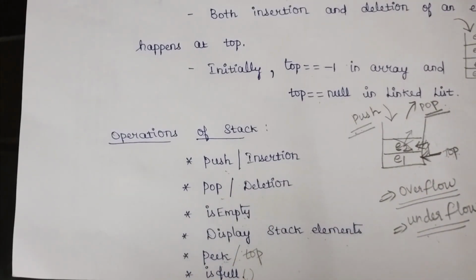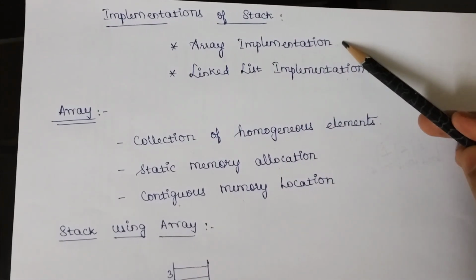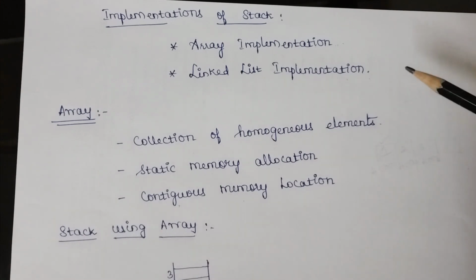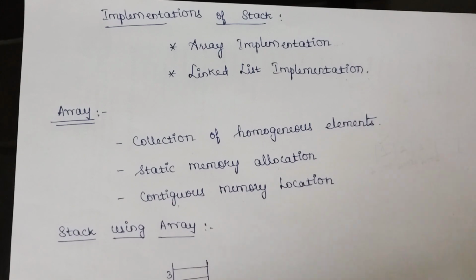Next we will see the implementation of stack. There are two ways to implement stack. The one is array implementation, the other one is linked list implementation. So let's first understand what an array is. We know that an array is a collection of homogeneous elements, or you can say a collection of elements of the same data type. That is what an array is, which can hold a collection of elements in it.